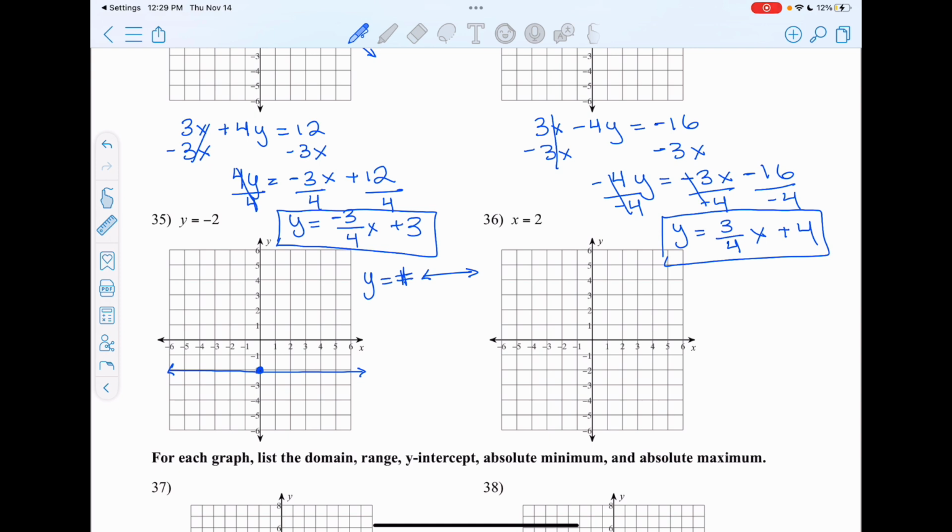And in 36, we have x equals 2. If you ever have x equals just a number, we are going to have a perfectly vertical line because we need our line to go through the x-axis. So I find 2 on the x-axis, and I'm going to draw my line perfectly vertical through 2, because notice how it goes through the x-axis.